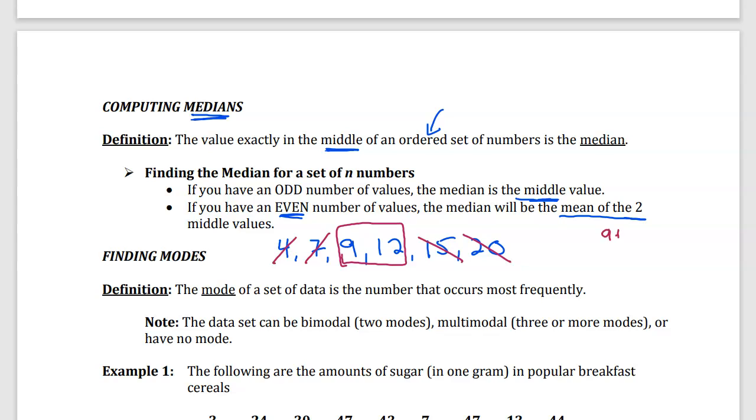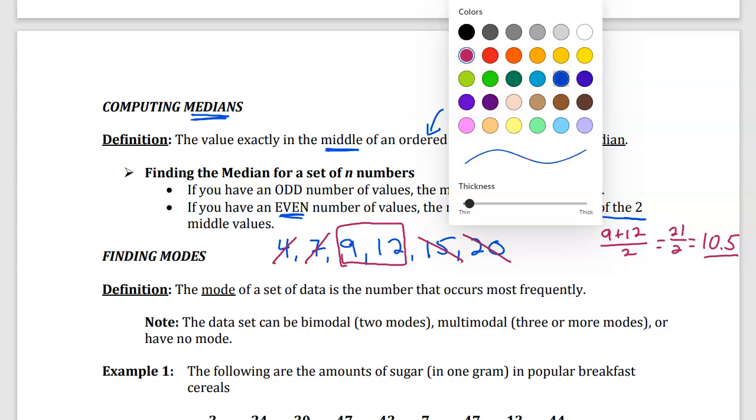So I would take 9 plus 12 and I would divide by 2. So that would be 21 divided by 2, which would be a 10.5. I do not round my median. I leave it as is, whatever I get.